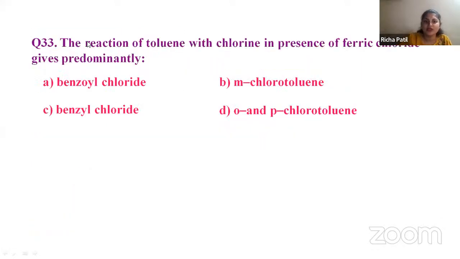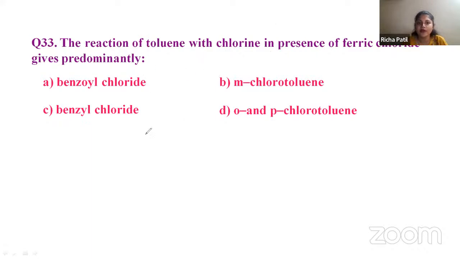Okay, so based on this, we'll solve some questions. The reaction of toluene with chlorine in the presence of ferric chloride gives predominantly what? Okay, so what is the reaction? So the reaction of toluene, what is the answer? How will we solve this? I'll write the reaction.